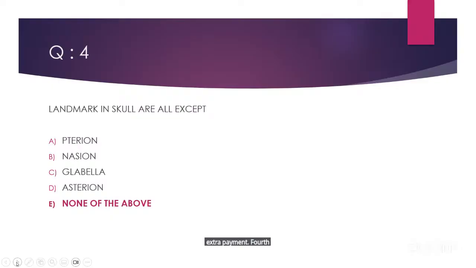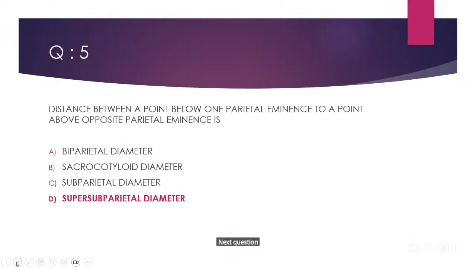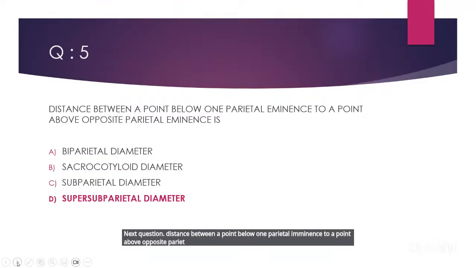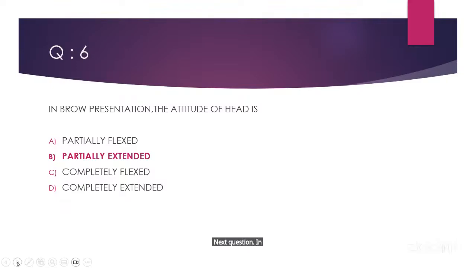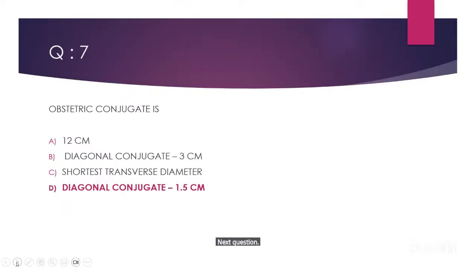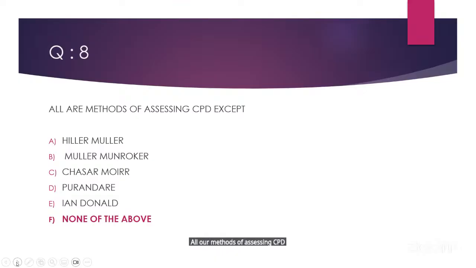Fourth question: landmarks in skull are all except. These are all not the landmarks of skull. Next question: distance between a point below one parietal eminence to a point above the opposite parietal eminence is the supersubparietal diameter. Next question: in brow presentation, the attitude of head is partially extended. Next question: obstetric conjugate is diagonal conjugate minus 1.5 centimeter. Next question: all are methods of assessing CPD except. All the answers given are methods of CPD assessment, so the answer is none of the above.